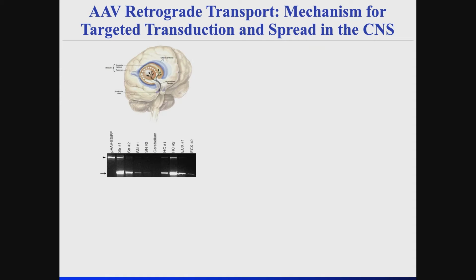So we noted a number of years ago that there's an interesting mechanism of AAV transport within the central nervous system, which is that if you deposit AAV near an axonal terminus, it can actually get endocytosed and transported retrogradely along that axon back to the cell body, so you can infect a cell from a distance.